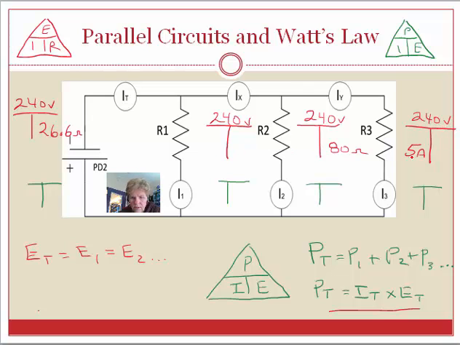If I take 240 divided by 5, following Ohm's law up here in the corner, R equals E over I, I'll end up with 48 ohms. And I can also take 240 divided by 80, which will give me 3 amps.